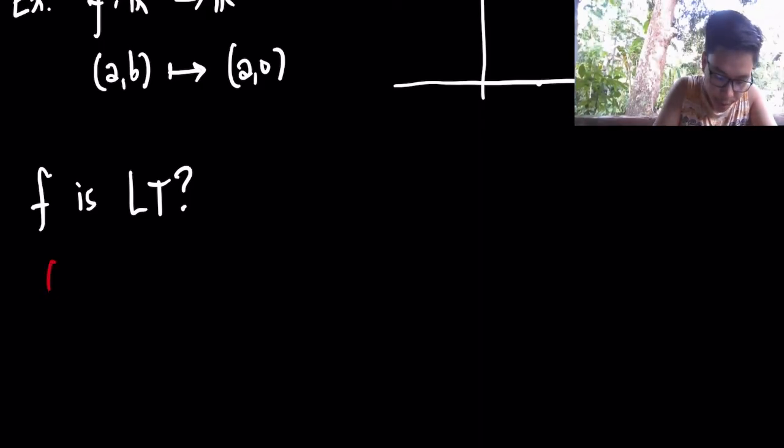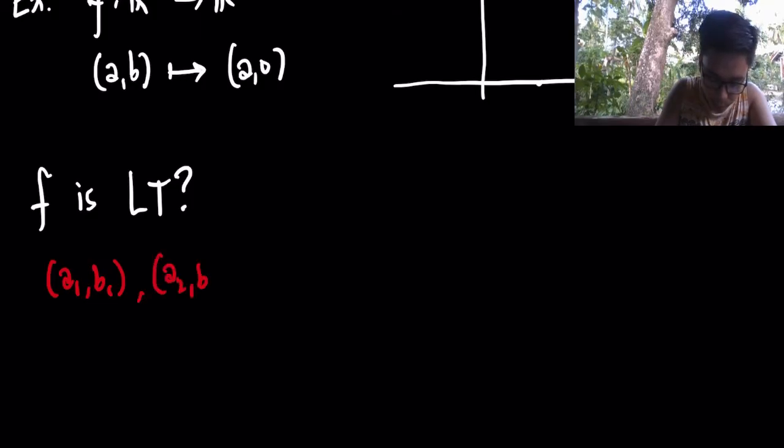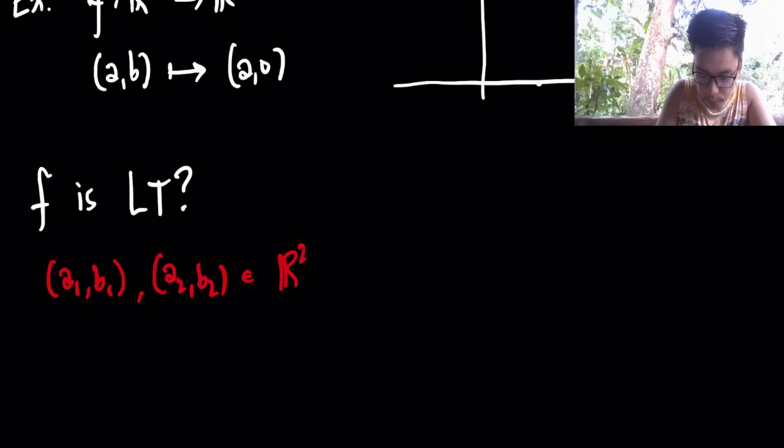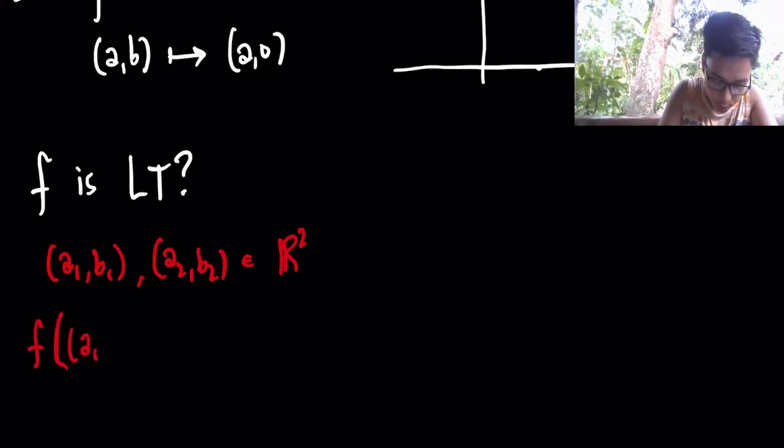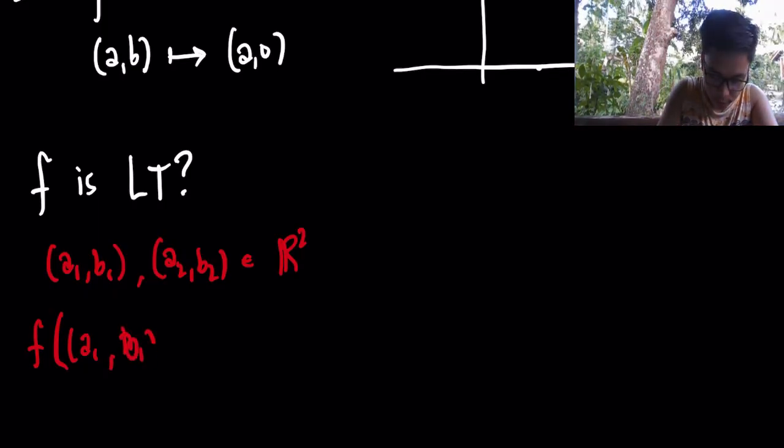Okay, so let's consider points (a1, b1) and (a2, b2) to be elements of R². So let's consider two vectors here. Now, I would check if this will work. Sorry, so that should be the point (a1, b1) plus the point (a2, b2).